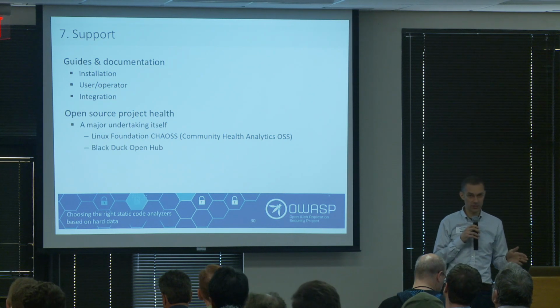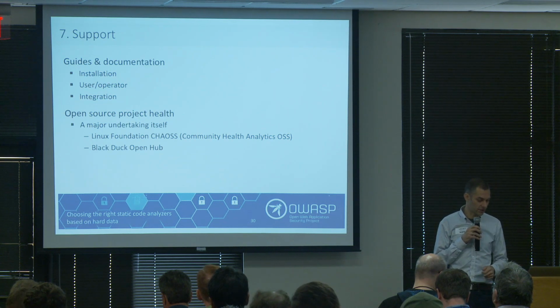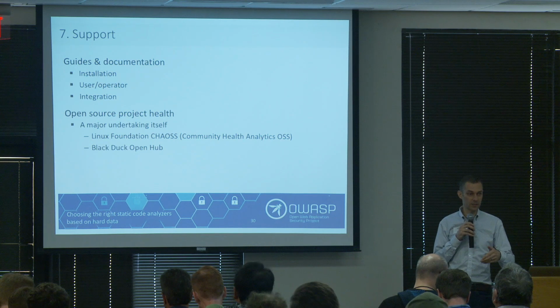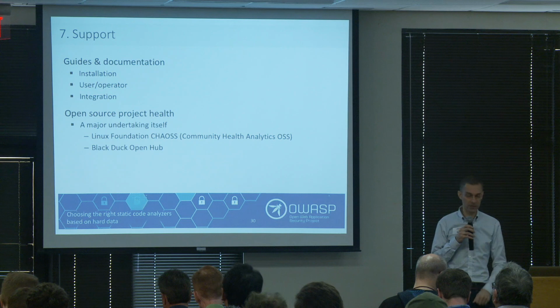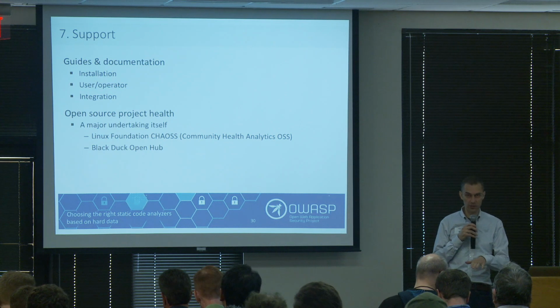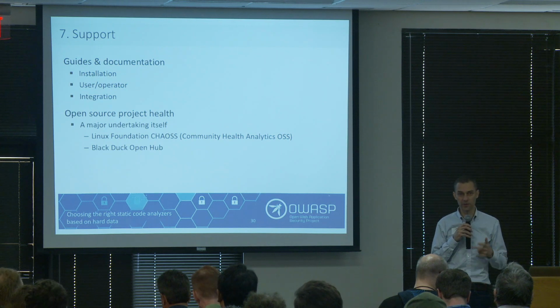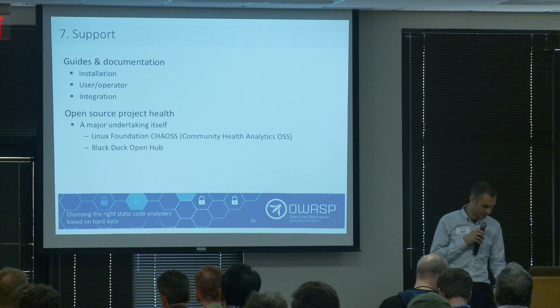Measuring open source project health is its own thing. There's a Linux Foundation CHAOSS system that'll do it. Black Duck has their Open Hub measures. That's a public website. So we found it's better just to link to those, because there are a lot of different measures of community, how big it is, the commit frequency, I don't know, there's a bunch of metrics, you can look them up on those.